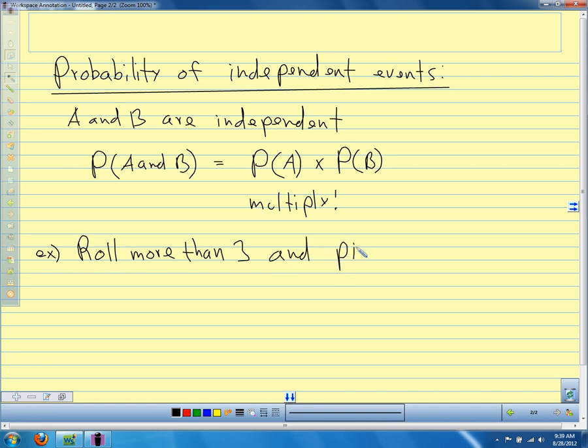And pick B from a hat with A, B, C, D in it.